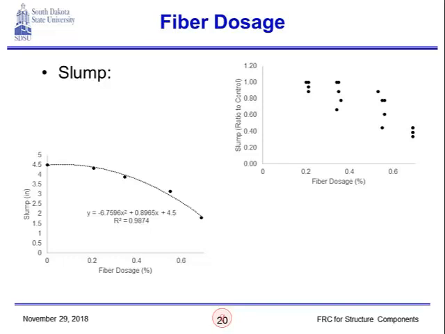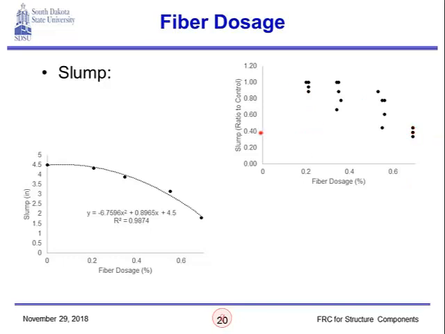The fiber dosage, if we look now at the effect of fiber dosage on the different properties, as we expect, the slump really had very significant changes when we changed the fiber dosage. So around 0.2%, 0.39 or so, and then 0.54, and then 0.69% dosage. We see that the slump really drops a lot.